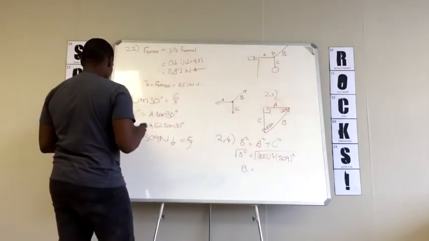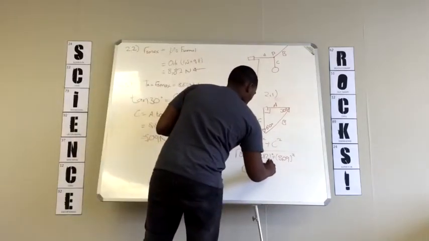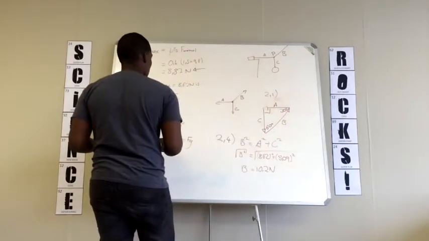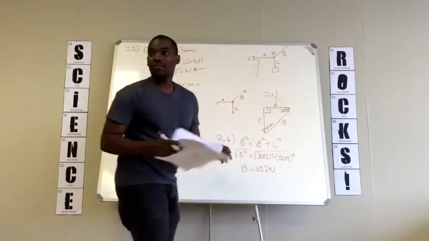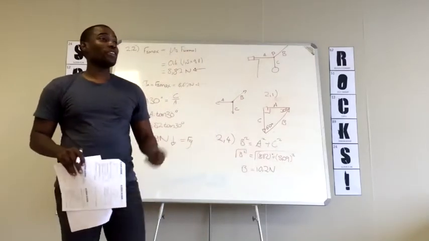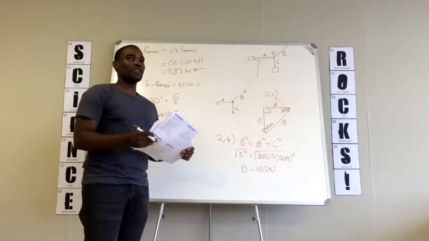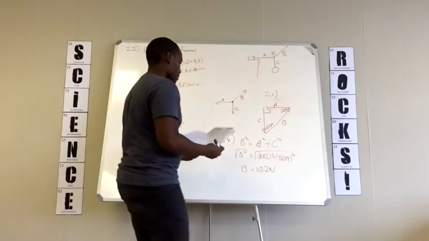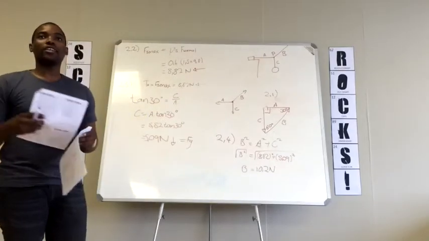B then becomes, what's the answer for B? 10.2 newtons. Do we need to find the direction? What's the magnitude of the tension? If they say magnitude, don't even worry about the direction. Don't do all the extra work, you're going to waste time in your test. Newtons, and that's perfect, that's all you need. Does that make sense? Okay, any questions?